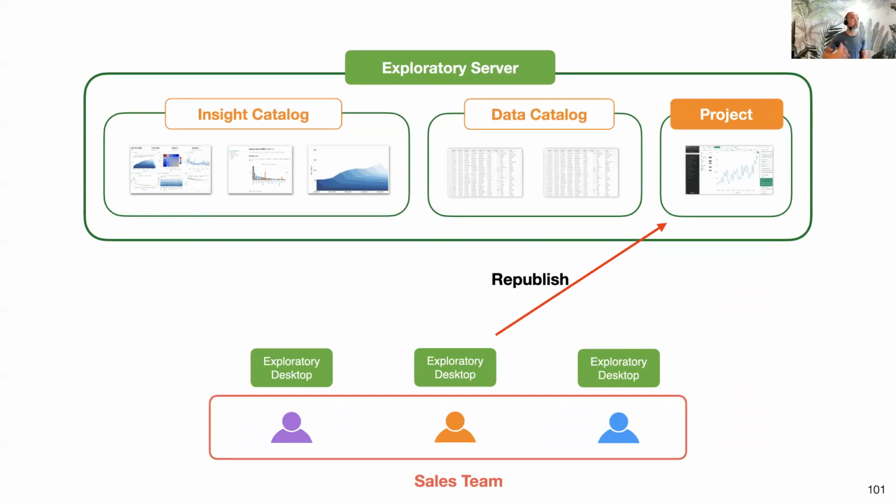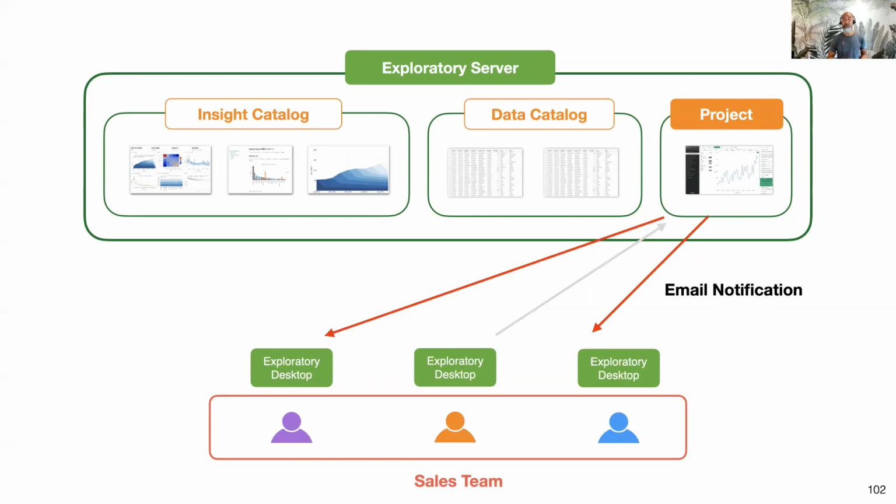Let's say you want to bring in new data, create a new chart, or edit the dashboard and so on. Then once you're done, you want to publish the project so that other people can take advantage of the work you have already done. So you click on the republish button, and as long as you check the notification box, other folks in the team will be notified by email saying, hey, there's something updated. You typically put in comments about why you updated and what you did. So the other people are like, oh, okay, seems like something updated.